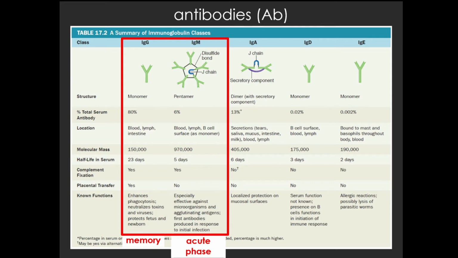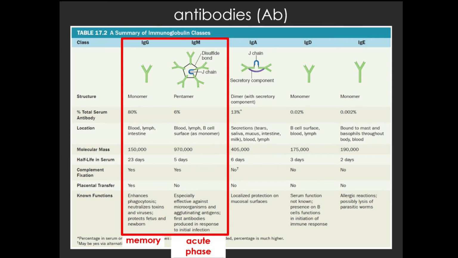It's really not important to note the total serum percentage of antibody, though, as you can see here, 80% of your serum antibody is IgG, which makes sense when you think about the fact that that's your memory. Location, not a big deal. Molecular mass, not a big deal. Half-life is important, primarily because that IgM, which is responsible for protection during the acute phase, lasts a very brief amount of time.